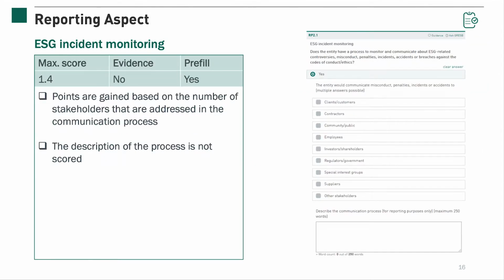The next indicator covers incident monitoring. Select the stakeholders that the process requires communication with and describe the communication process. This indicator is automatically validated based on the stakeholders selected. Communicating with more stakeholders secures more points subject to a diminishing increase in scoring. See the validation and scoring lesson for more detail. The description of the communication process is not scored.